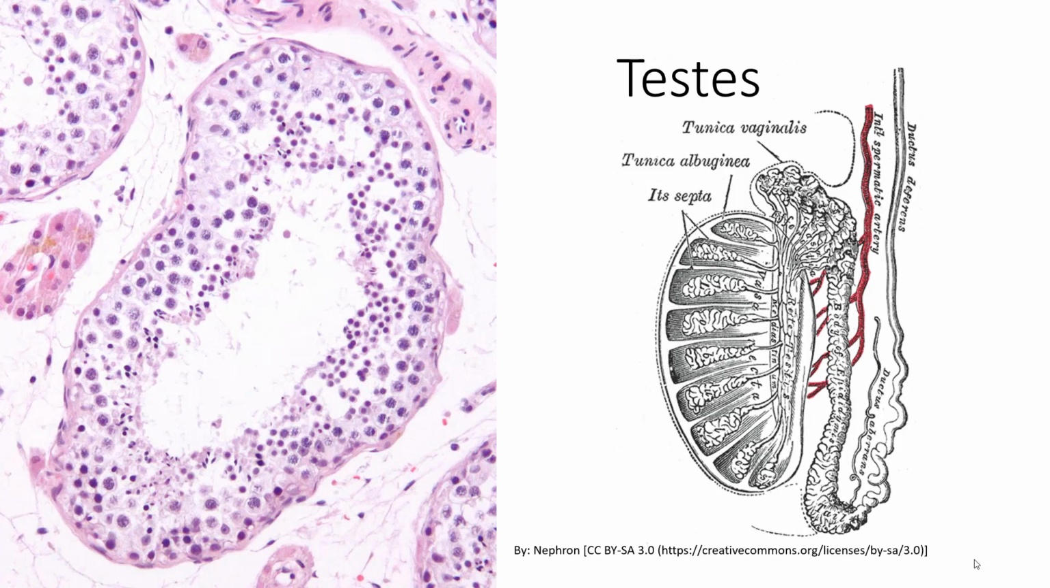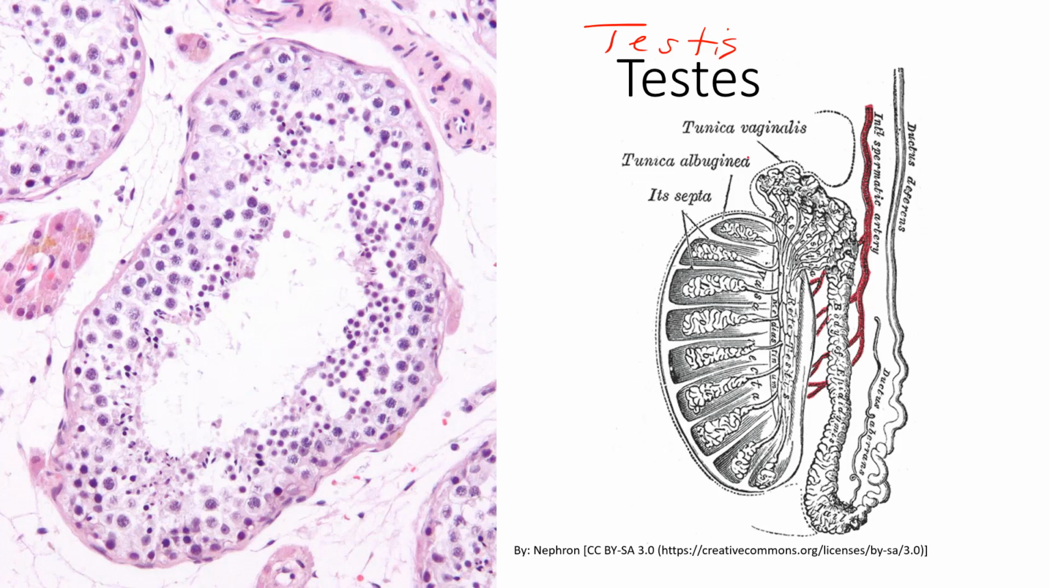The testes are the primary reproductive organ in men. And when we say primary reproductive organ, what we mean is the organ where gametes or sex cells are made. These are the cells that unite to form a new person. And in men, these form in the organ called the testes. Testes being plural, the singular being testis, T-E-S-T-I-S.